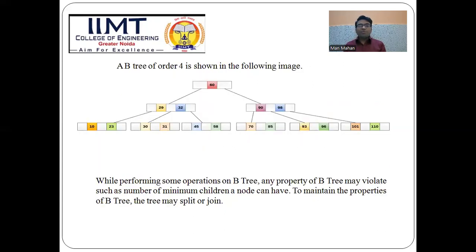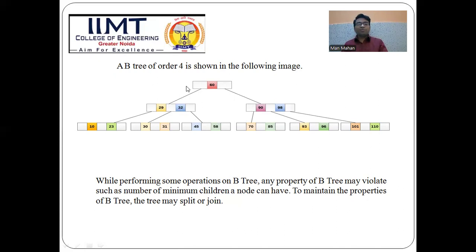Now we take a particular example, a B tree of order 4, shown in the figure. We take 60 as the root node, and the next node on the left contains two values, 29 and 30. This is the left subtree, and now we move on to the right subtree. In the right subtree there are two key values, 90 and 98. So this is the structure of the B tree.